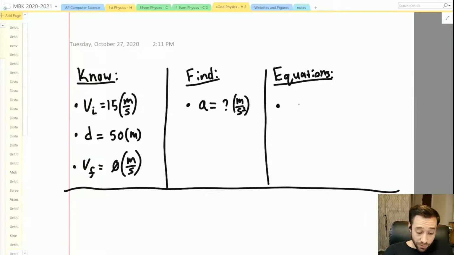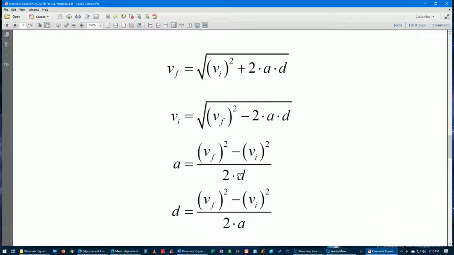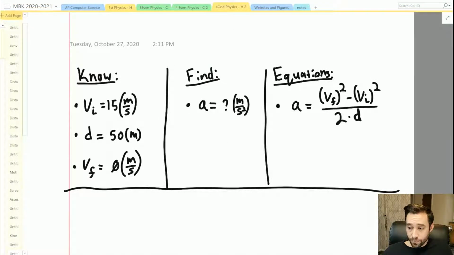All I have to do is refer to this equation here. My acceleration, this one right here, is my final velocity squared minus my initial velocity squared over 2 times my displacement. So this is the equation that we're going to be using.